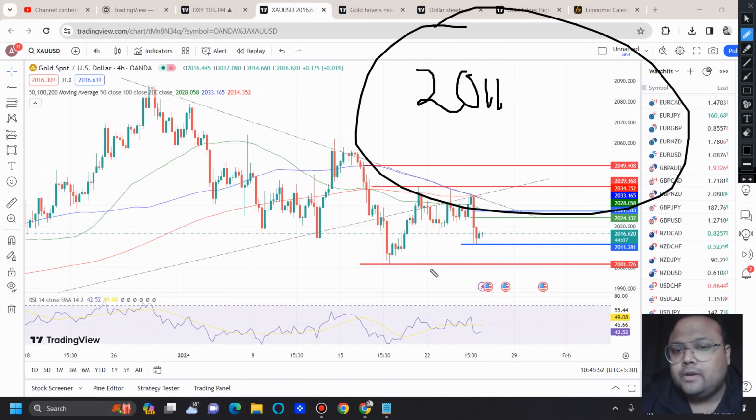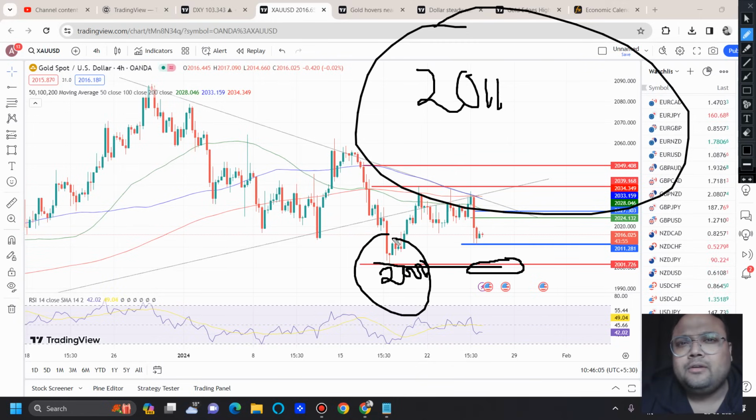When the market hits the 2000 level, I do not have any orders as of now. I will prefer to observe the market around the 2001, 2000 level. If the market takes support and bounces, maybe temporarily I'll go for a buy. But in the coming days, I think there's a high chance that the market will break 2000 and go down. In that case, I will be looking for a sell below 2000.